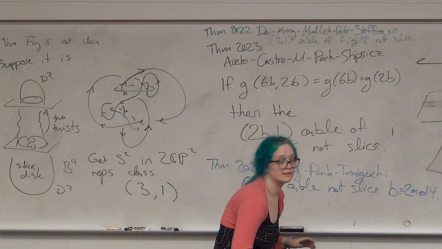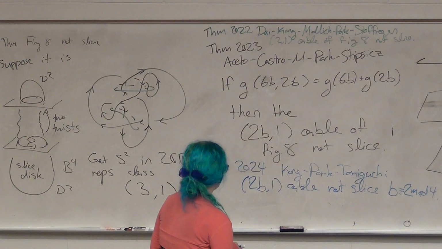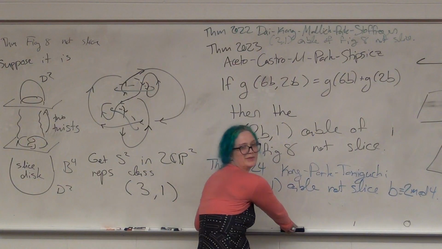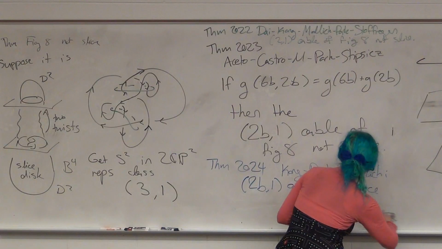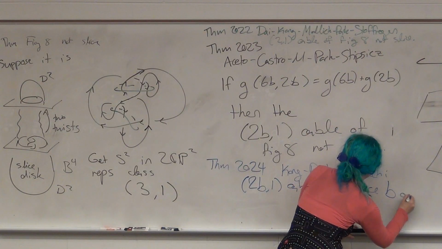Yeah, I think B should be odd here. Q times the knot. Oh yeah, sorry, I put the 2 here. Yeah, thanks. Sliced if B odd. Thank you.